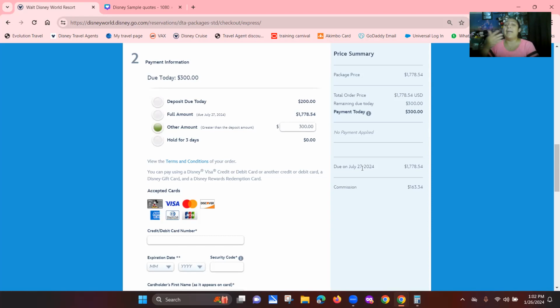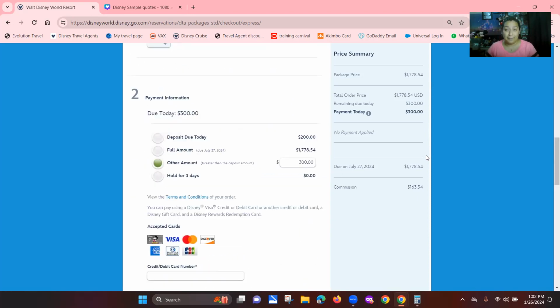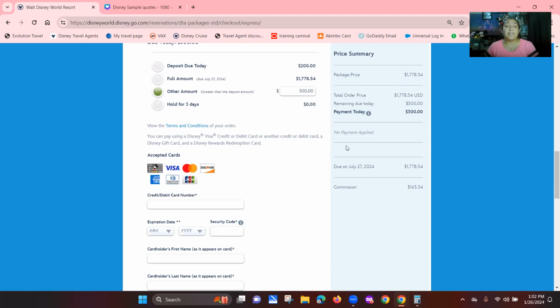But that's all I know, because I had a client that never got back to me and they didn't pay it. And so Disney contacted me and told me, what we're going to have to do is go ahead and remove money every day as it gets closer to the actual date that they arrive. Okay. And that's how you do your payment plans.